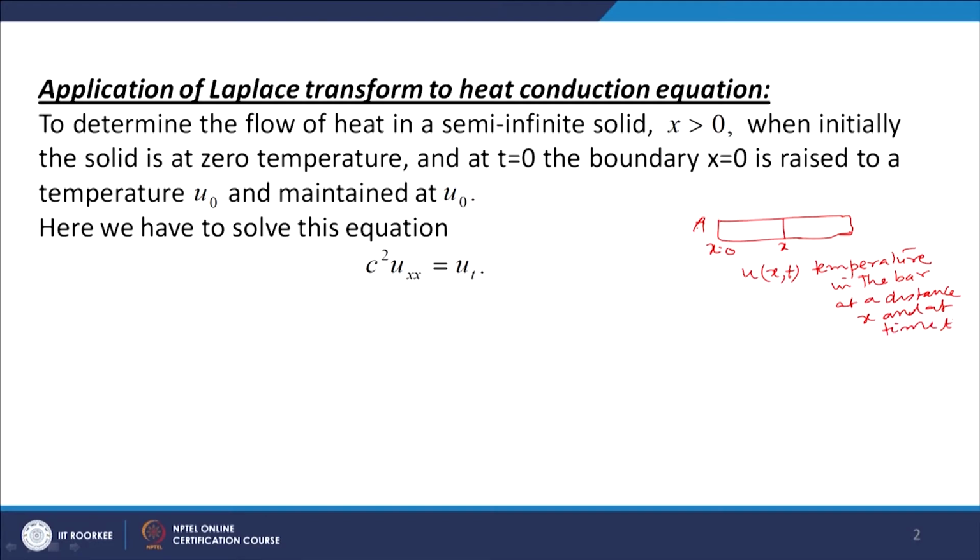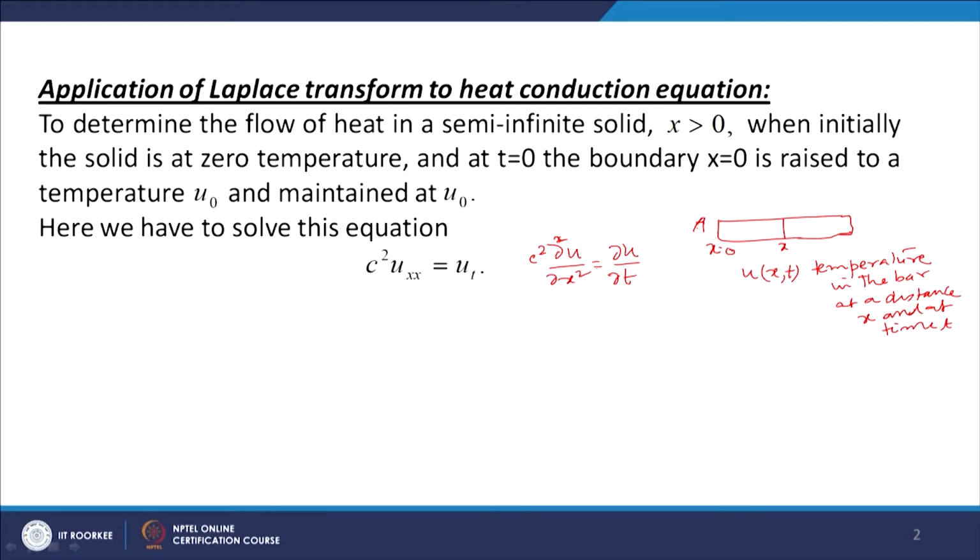So, we have to solve the second order differential equation c square u_xx, that is c square del square u over del x square equal to del u over del t. Now, we have to determine the temperature distribution u(x,t) in the var.